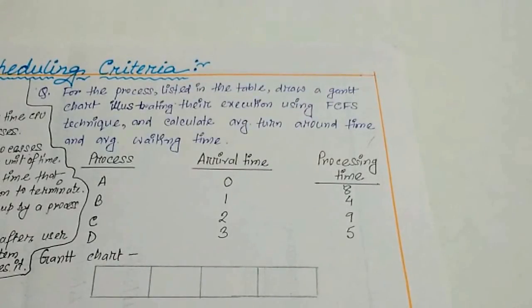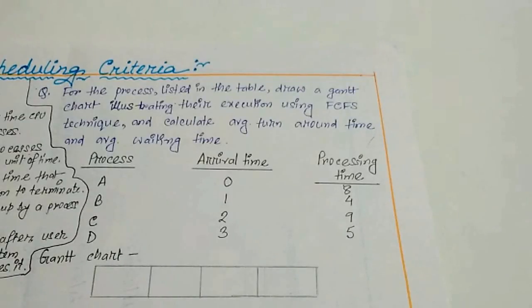I am going to discuss the first come first serve algorithm. What is first come first serve scheduling? It is one of the simplest scheduling algorithms. As the name implies, the processes execute in the order of their arrival in the ready queue, which means the process that enters the ready queue first gets the CPU first.